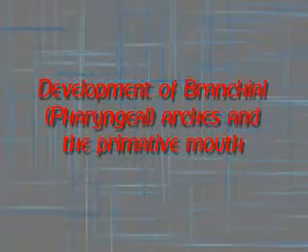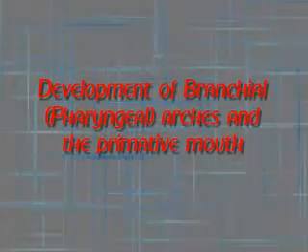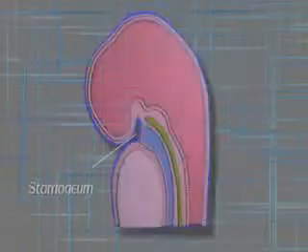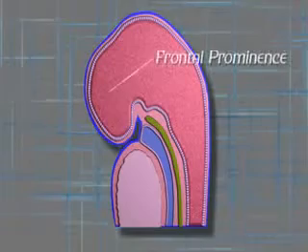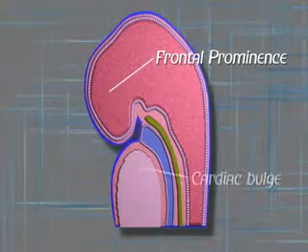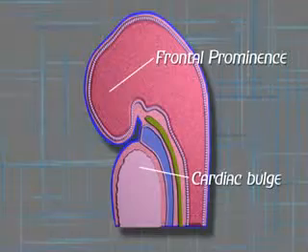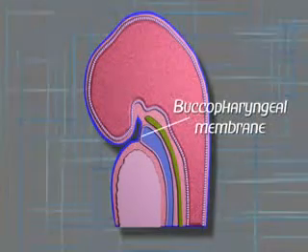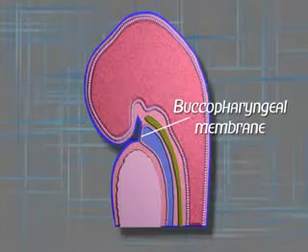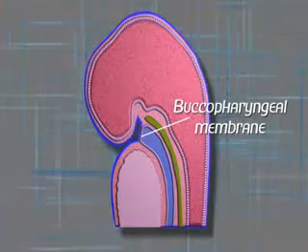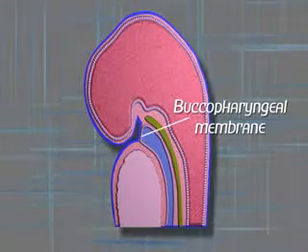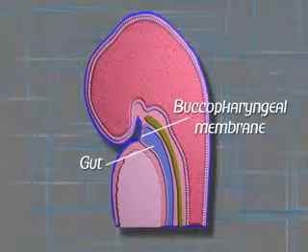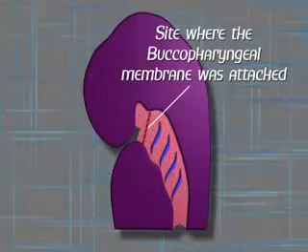Development of branchial or pharyngeal arches and the primitive mouth. When the stomatodeum first forms, it is limited by the frontal prominence rostrally and caudally by the developing cardiac bulge. The buccopharyngeal membrane, which is a bilaminar structure, consists of apposed ectoderm and endoderm. This buccopharyngeal membrane separates the stomatodeum from the foregut. This soon breaks down so that the stomatodeum communicates directly with the foregut.